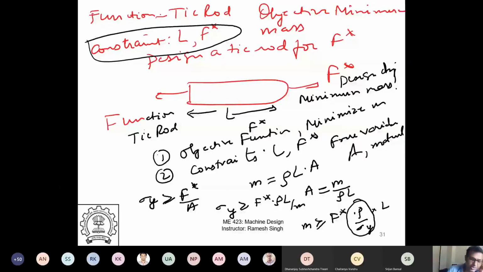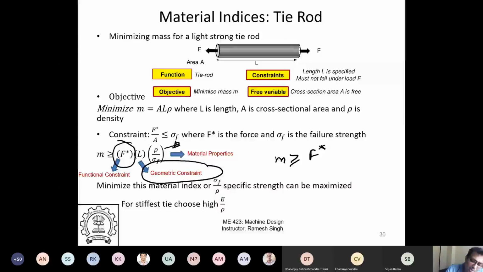Let me just go back here. So this is what I want. There is a functional constraint, which is F star, which I showed you. This is the load it should take. This is a geometric constraint, the length, and then there is a material property. So m should always be greater than or equal to F star, which is a functional constraint. This is what function it's supposed to take. And length is again a geometric constraint.